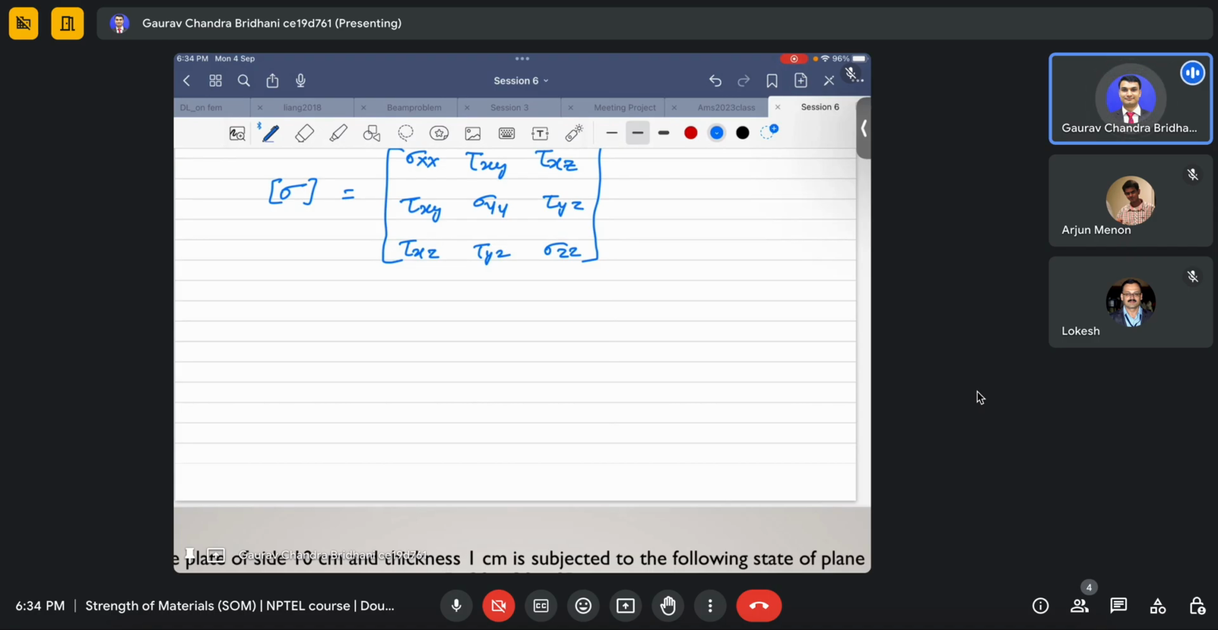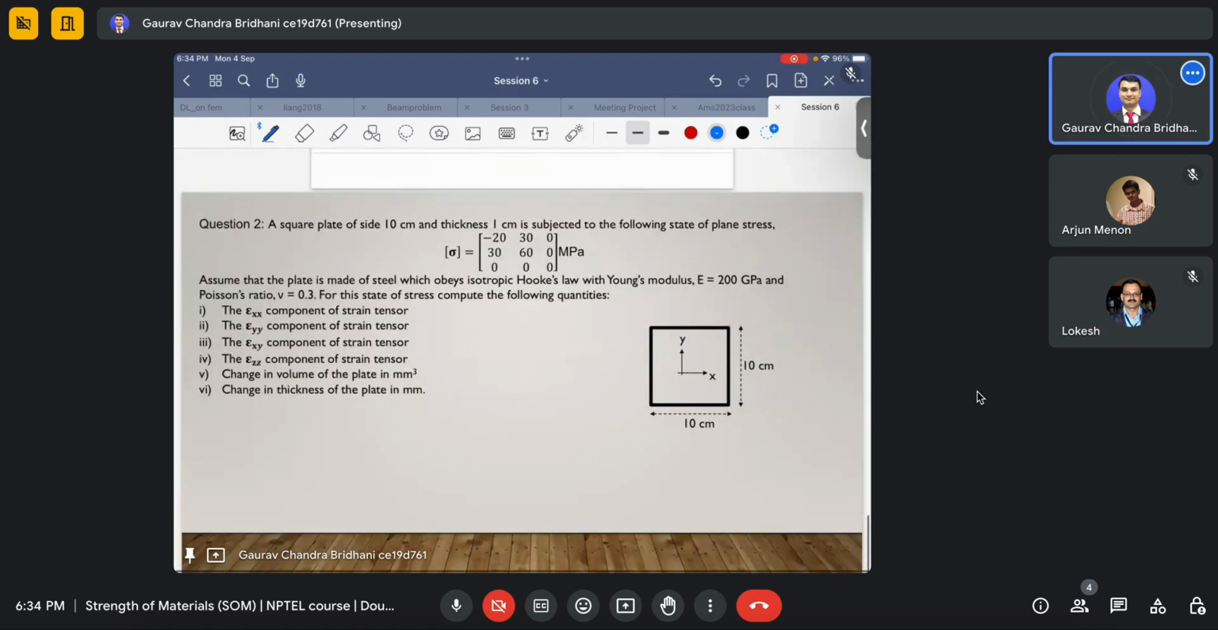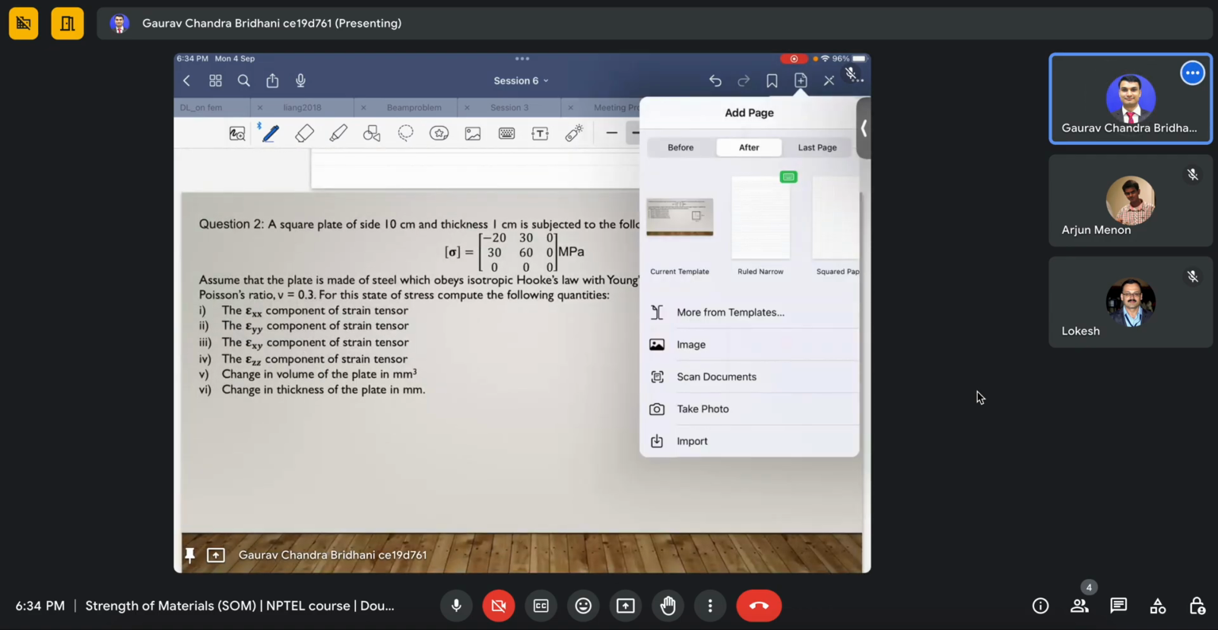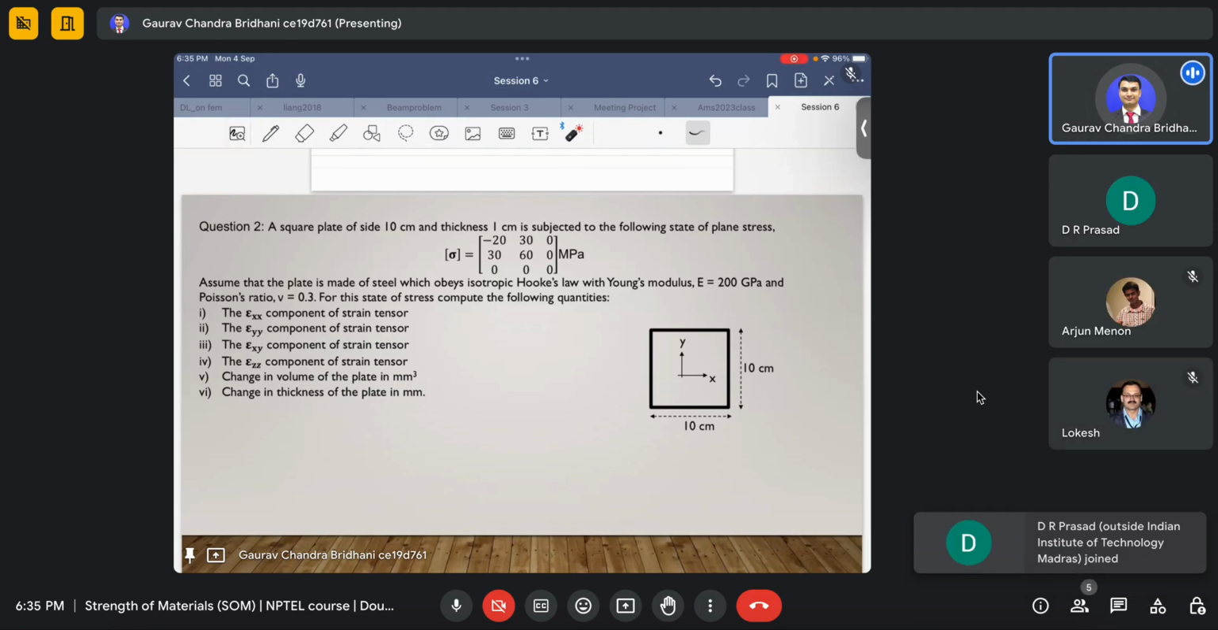Okay, so now we'll go to the other problem, the second problem. There is one more problem we'll solve today. Let's see what that is, and this is more interesting. In this problem, a square plate of side 10 cm and thickness 1 cm is subjected to the following state of plane stress. So this is the square plate. Its sides are 10 cm and its thickness, this dimension, is 1 cm.